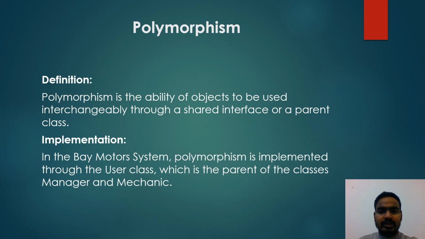In the Bay Motor system, polymorphism is implemented through the user class, which serves as the parent class for mechanic and manager. The user class defines common attributes like ID and name and an abstract method display menu. Subclasses manager and mechanic override the display menu method to provide role-specific functions for instances.